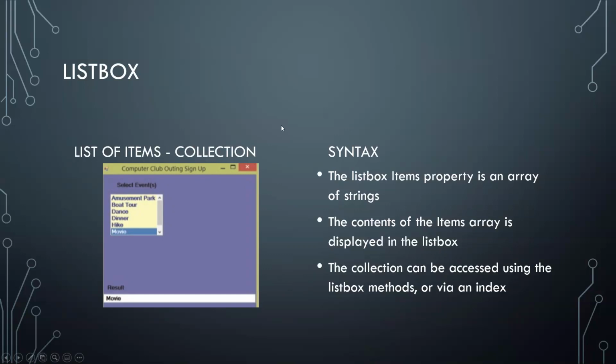All right, list box. We've used this already. We've seen that it's a collection. It's a list of items. So the list box items property was our array. The contents of that items array is displayed in our list box. And we can use methods and properties in our list box to get to that data. This computer club form is one of the ones that is developed in one of the YouTube videos that's out there on our channel.